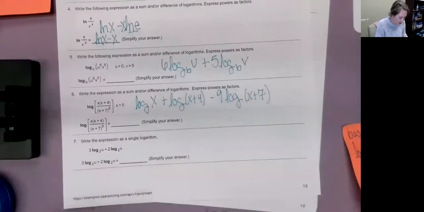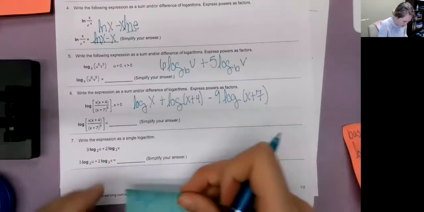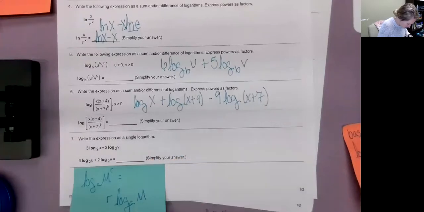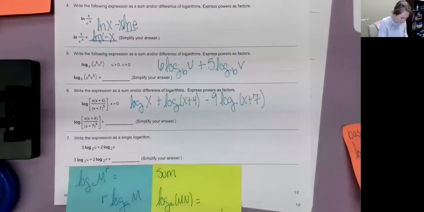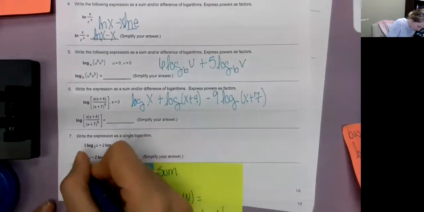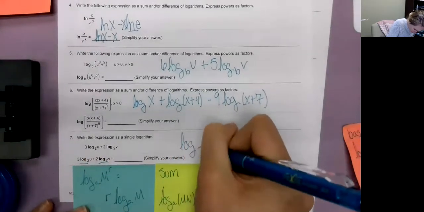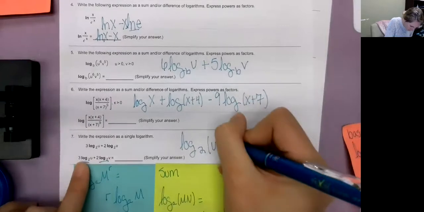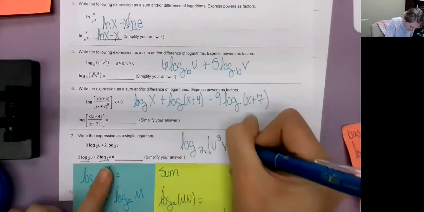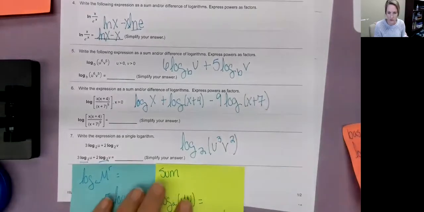All right, then they want us to go backwards, so we have a plus sign, and then we have these leading factors, so we're going to use these as our rules. And they both have the base of log 2, so we're going to have log base 2 u 3b squared. And that's the answer.